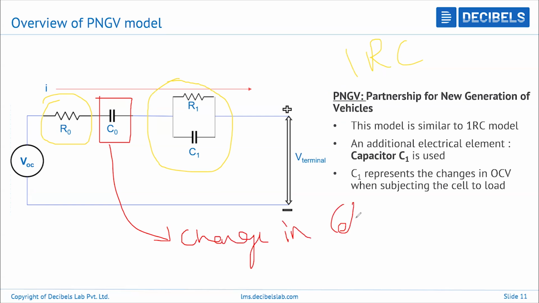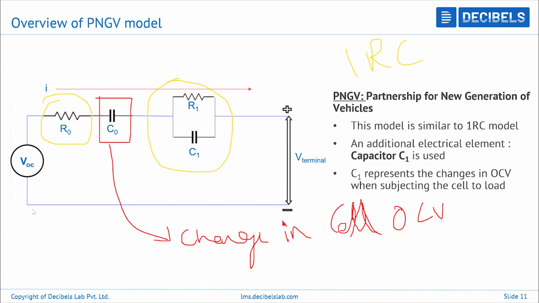This represents the change in cell open circuit voltage as and when the cell goes on discharge. Or rather you can say the influence of discharge or charge on the cell's OCV. How do we model the cell's OCV as and when the cell is under operation, either under load during charging or discharging? This capacitor C naught actually models that change in the cell's internal potential, right?